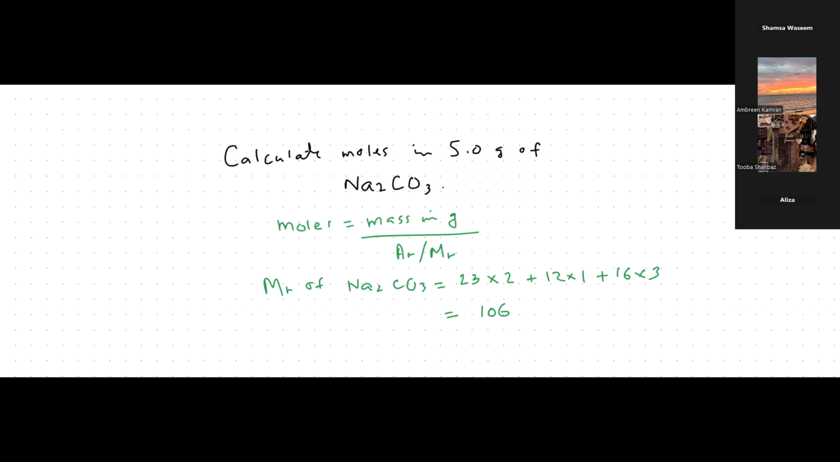Plus the AR of oxygen is 16. How do you know relative atomic mass? From the periodic table, Lisa, right? So the relative atomic mass of oxygen is 16, multiplied by 3. Why multiplied by 3? Because there are 3 atoms of oxygen. Okay, because I wasn't there last class.